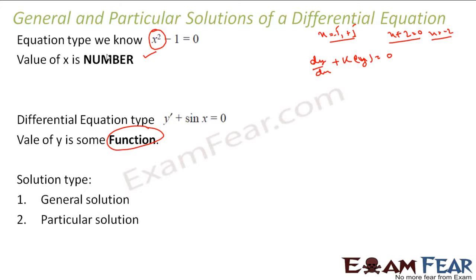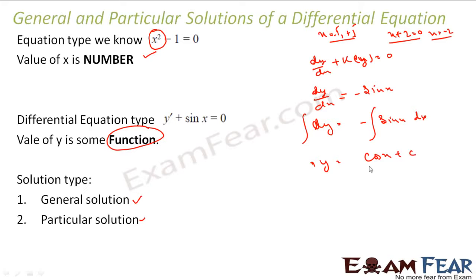Now, since it is a function, it has two types of solution. It can be either a general solution or a particular solution. For example, if I get dy by dx is equal to minus sin x, or dy is equal to minus sin x dx, I'll just solve this with the crude method. Integrate both sides, what I get, y is equal to cos x plus constant. So this is a general solution because my constant value c is not known. I can put the value of the constant as 1, 2, 3, 4, 5. Then this is a general solution.